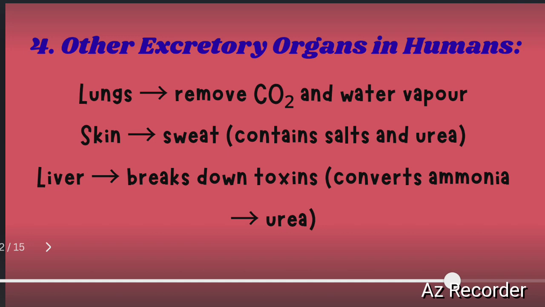And the skin: during summer and so on, we sweat, isn't it? Sweat contains some salts and urea. That waste is also excreted through the skin. And the liver breaks down toxins and converts ammonia to urea. That is the main function of the liver. Other than the kidney, these three act as excretory organs in humans.